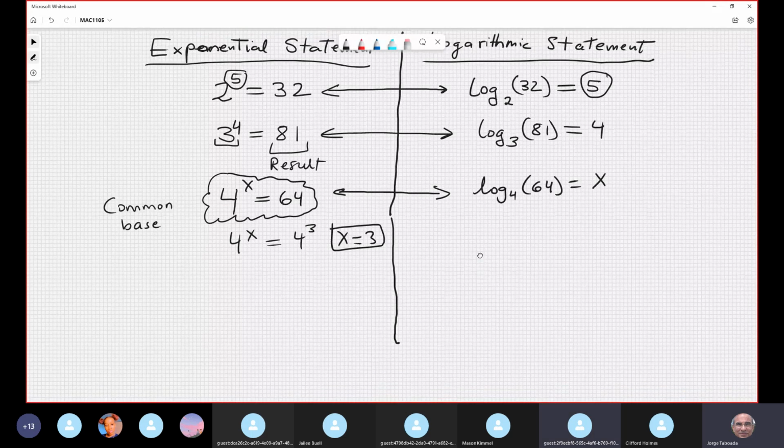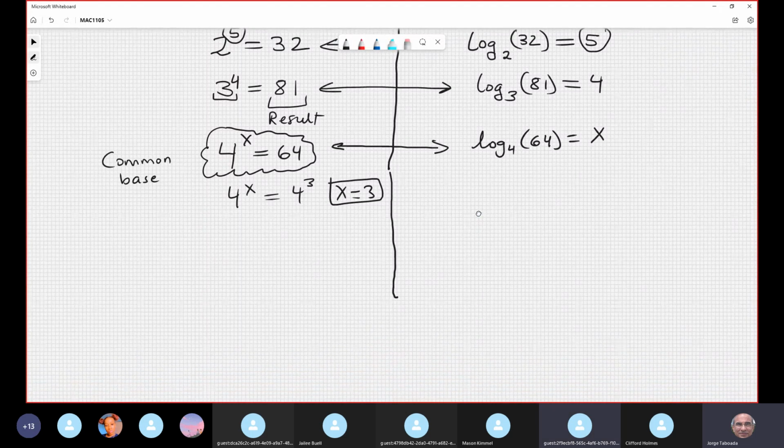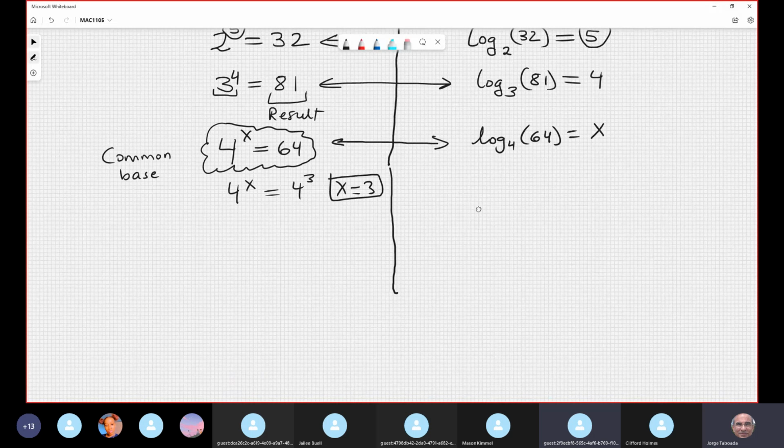I repeat one more time. The logarithm gives me the exponent to which you need to raise the base in order to get the value that is the result of the exponential. Let's practice with base 10, which is easy. Suppose logarithm base 10 of 1000. Have no idea? Logarithm base 10 of 1000.